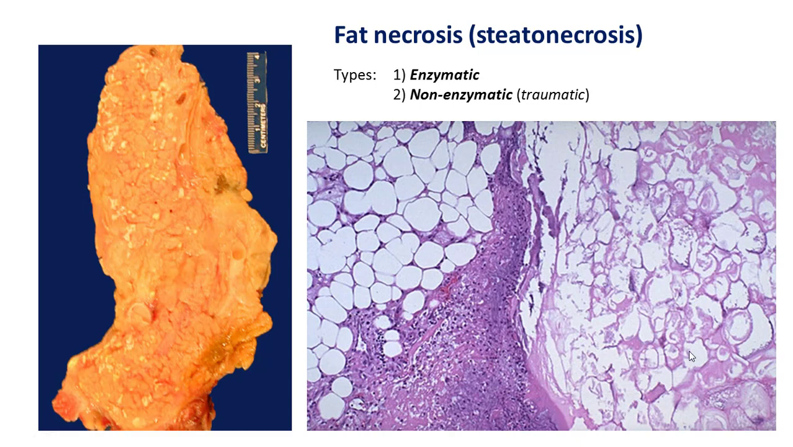Here, free fatty acids appear, which bind to calcium salts, and this is presented macroscopically in the form of small whitish dots in the pancreas. Sometimes they unite with each other, making a bigger area. The non-enzymatic fat necrosis, also called traumatic, mainly occurs in breast fat or subcutaneous or retroperitoneal fat, and is caused by trauma or mechanical injury, under which the adipocytes are destroyed and enzymes are released which further destroy the surrounding adipocytes.